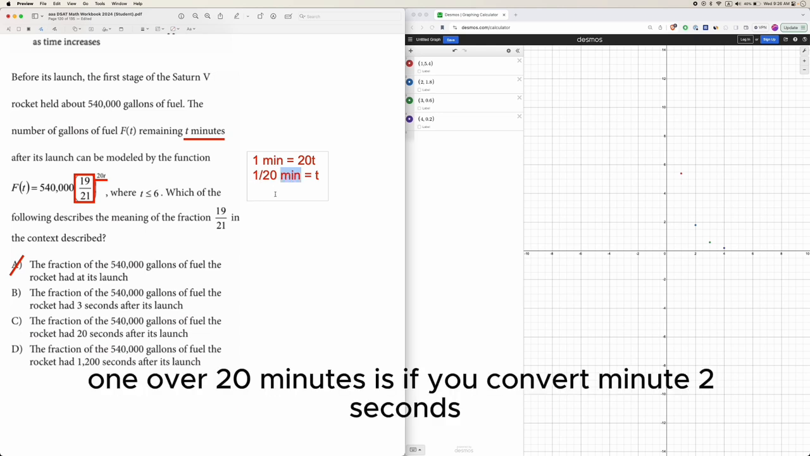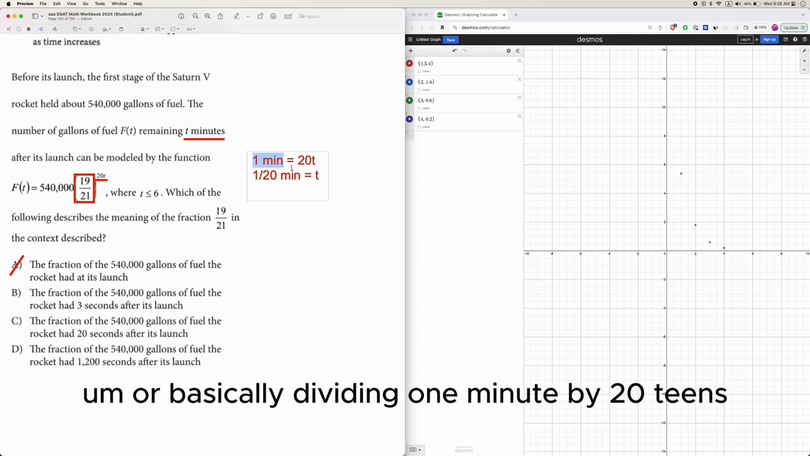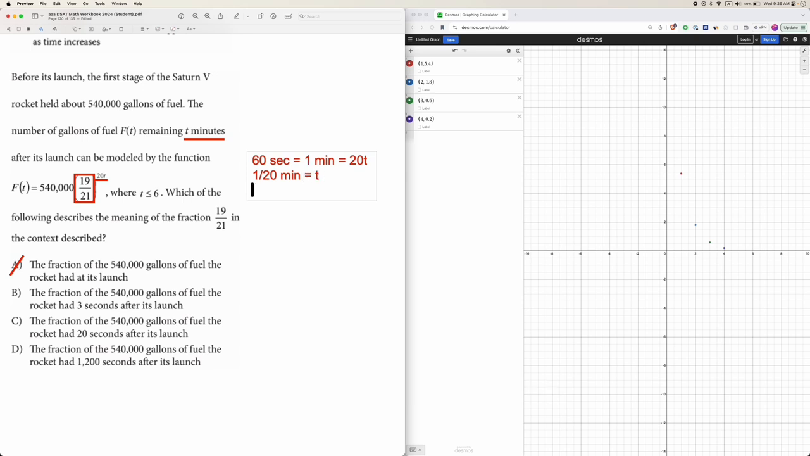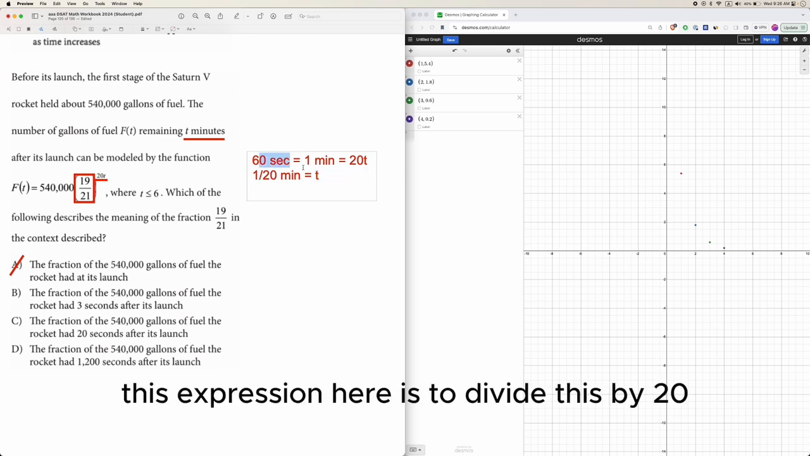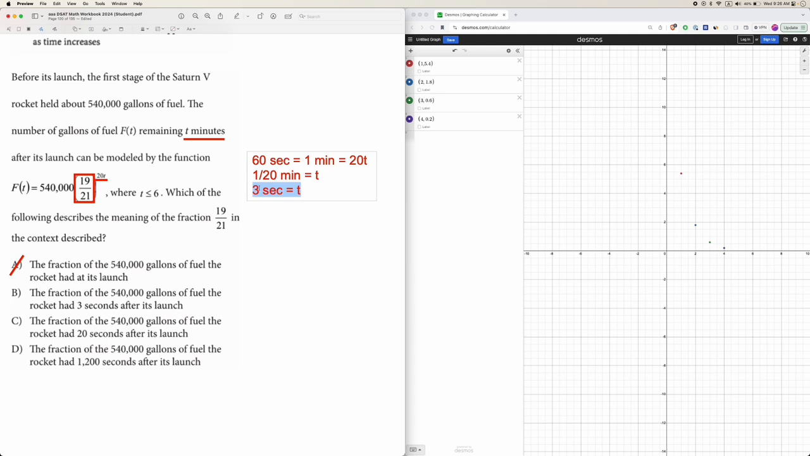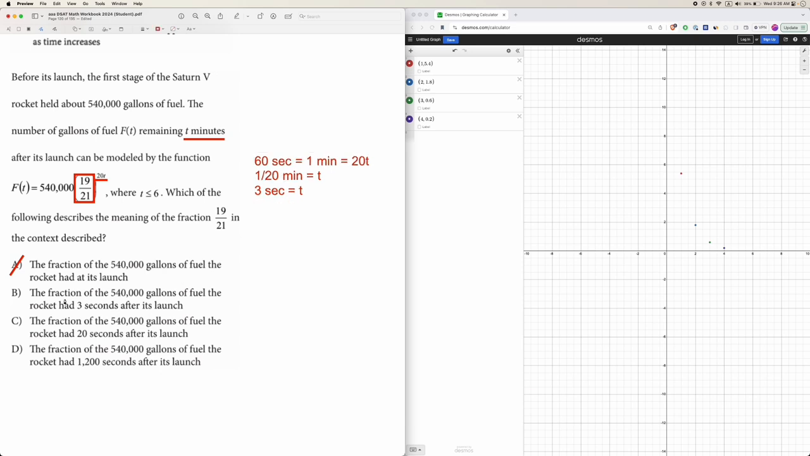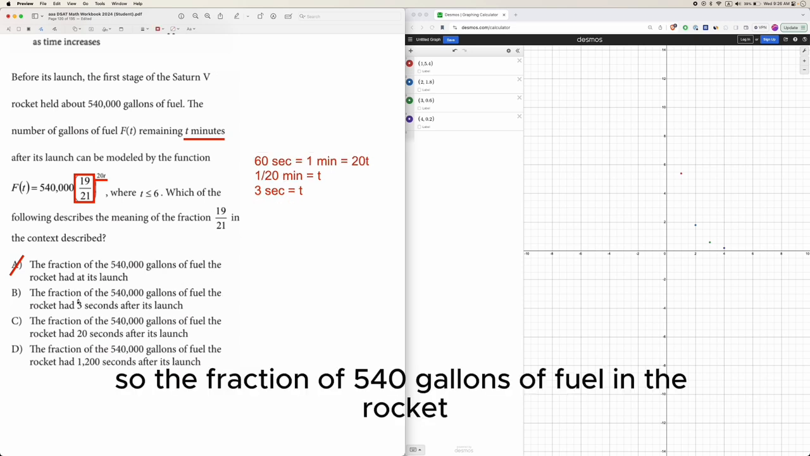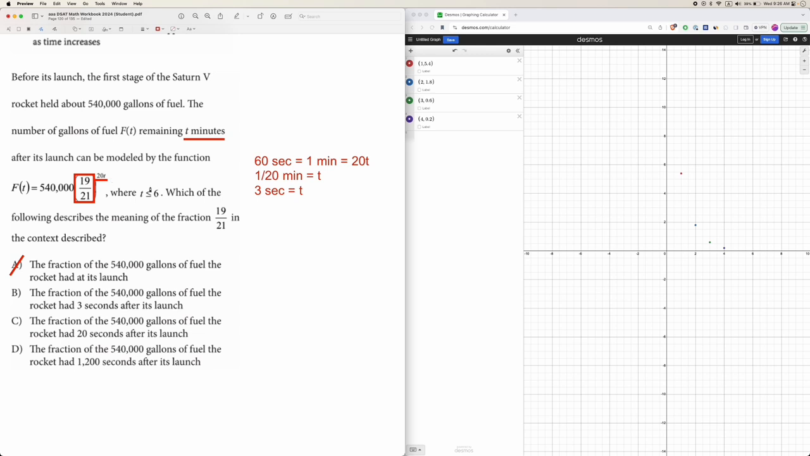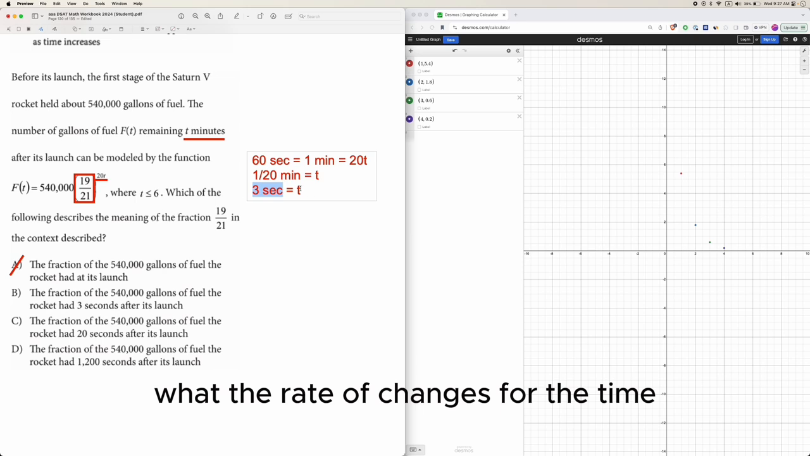Another way to write 1 over 20 minutes is to convert minutes to seconds, basically dividing 1 minute by 20. So we know that 1 minute is 60 seconds. So another way to write this expression is to divide this by 20, and we have seconds as the unit, so we have 3 seconds equals t. And that's how fast this is changing, per 3 seconds. So it's the fraction of the 540,000 gallons of fuel in the rocket 3 seconds after its launch. That 3 seconds is the rate of change for the time.